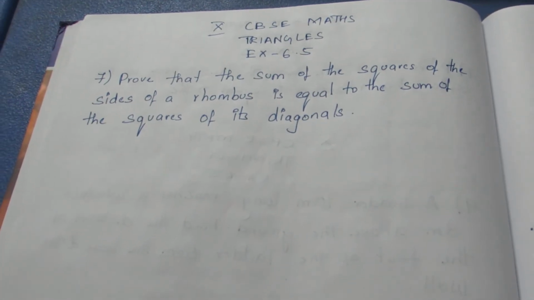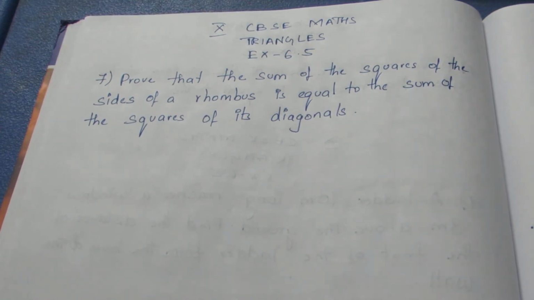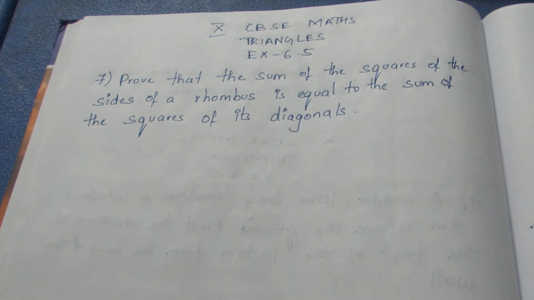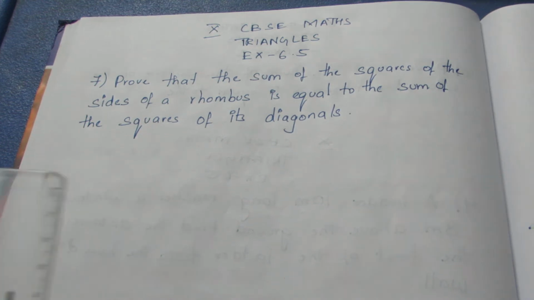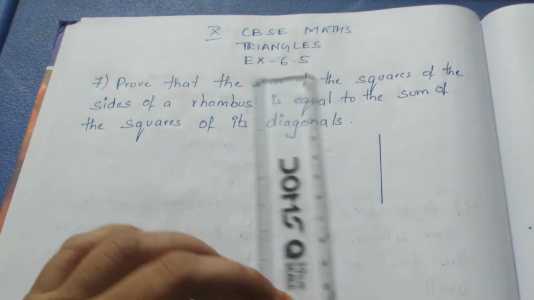Today we are going to see 10 CBSE Maths Triangle Exercise 6.5 question number 7. Let's see the question. Prove that the sum of the squares of the sides of a rhombus is equal to the squares of a diagonal. Now let me draw the rhombus.